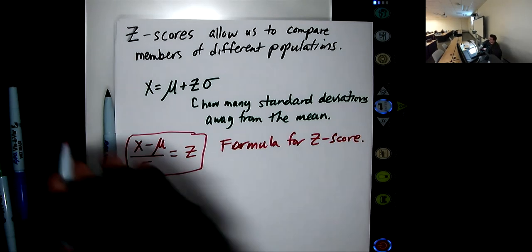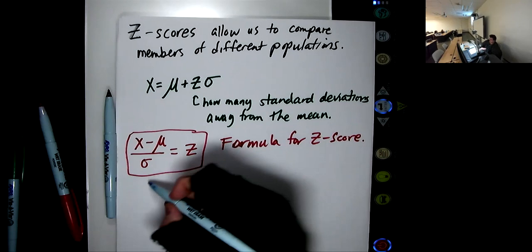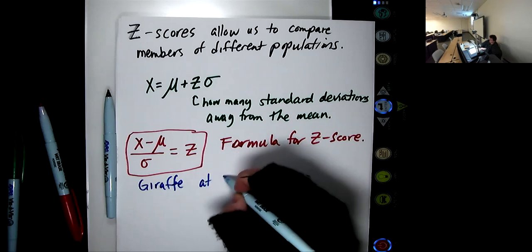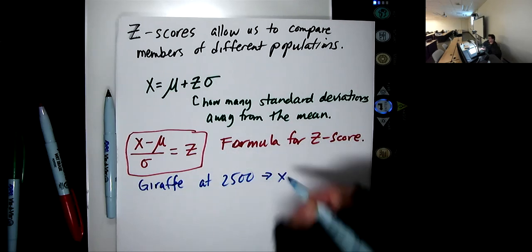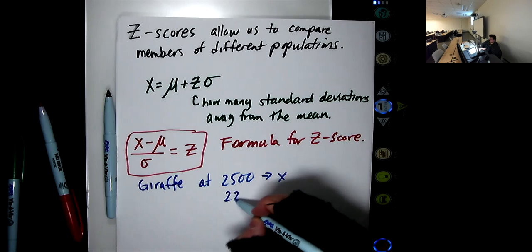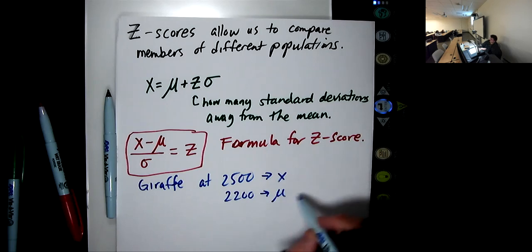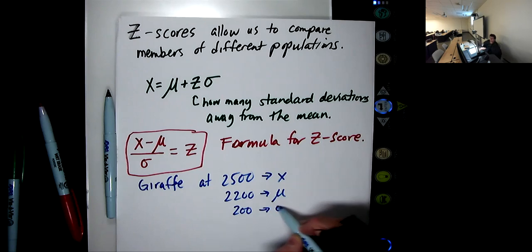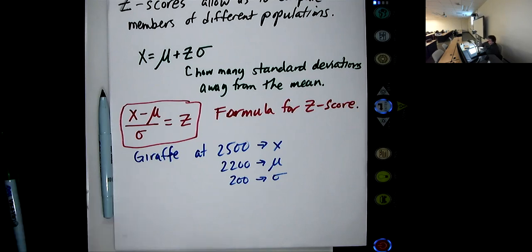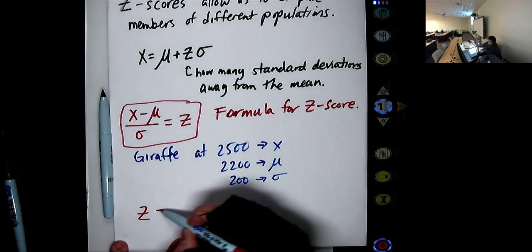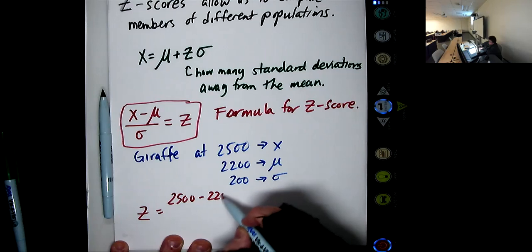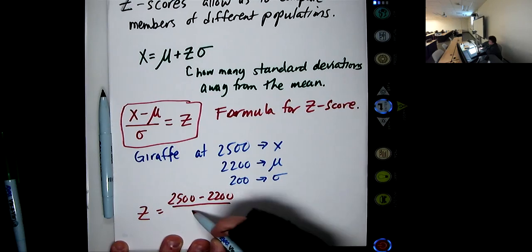All right, so the formula for z-score is that. Let's look at it for our giraffes. The giraffe in question is at 2,500 pounds. That's my X. The mean was 2,200 and the standard deviation was 200. If I assemble my z-score from that information, I have 2,500 minus 2,200 over 200.